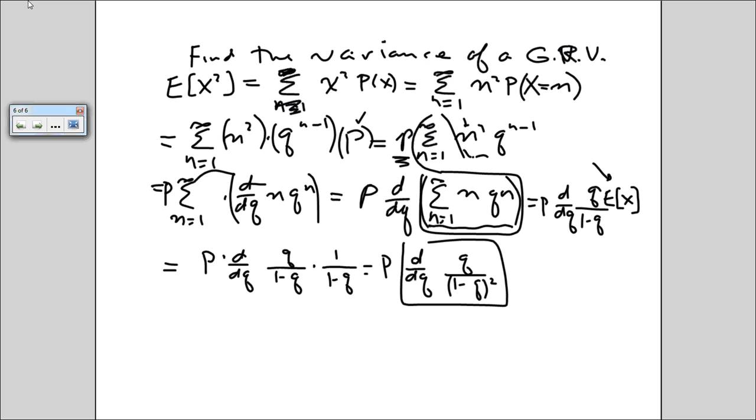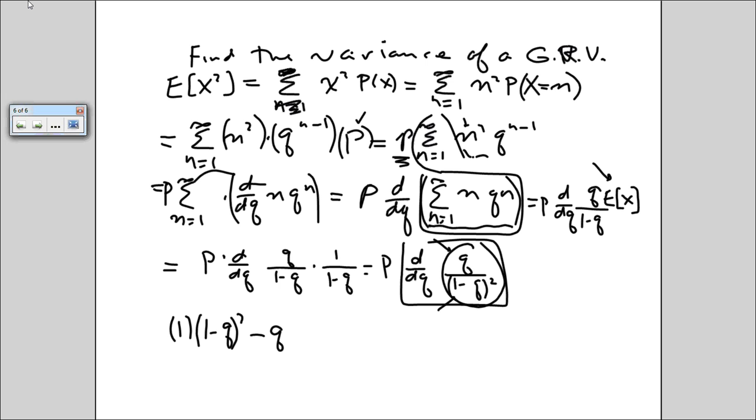Okay, with respect to q. So you take the derivative of this fraction or this quotient, use the quotient rule, fraction rule: the derivative of the top, which is 1, times the bottom, which is 1 minus q squared, minus the top stays the way it is.